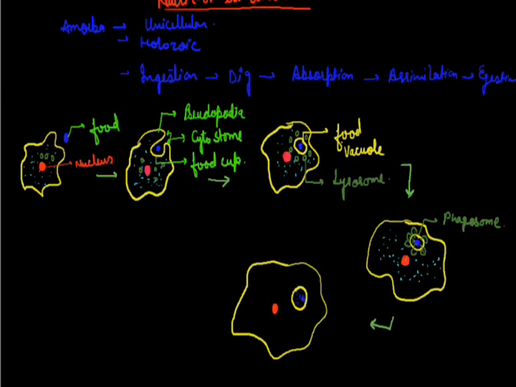After the digestion, the next step is absorption. What is absorption? It's the diffusion of the simpler and soluble or digested food into the blood or body tissue, body fluid, that is protoplasm. So as soon as the food is broken down into smaller particles, it gets diffused throughout the body.